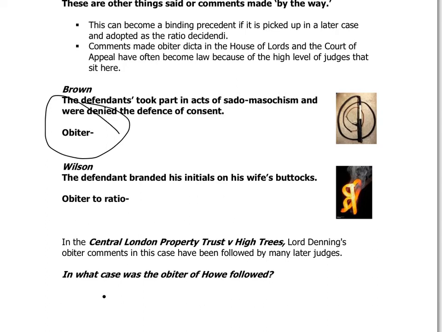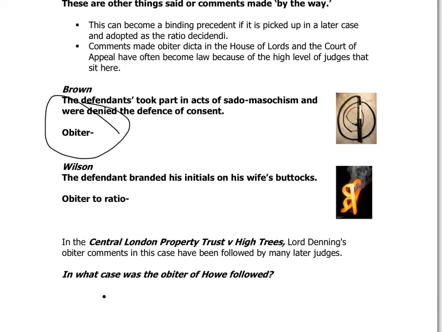Now, not long after, we had the case of Wilson. And in this case, it was his wife, and she'd asked as a sign of love and affection for him to brand his initials on her bum. Now, there was no law on branding, whether you were allowed that or not. Right? The only mention of it was in Brown's obiter. Now, that judge in Wilson could have looked at Brown's obiter and thought, well, it says in Brown's obiter that you can consent to branding, but I disagree. So they could have disagreed because it's only persuasive.